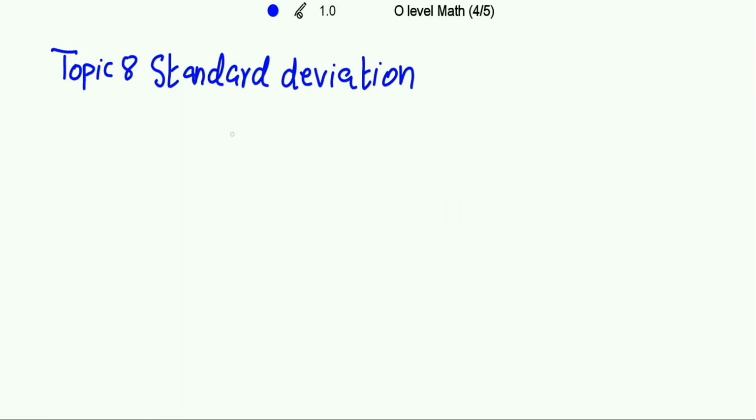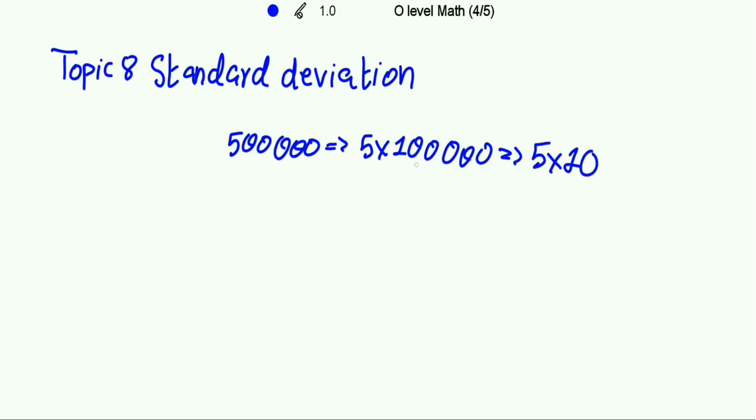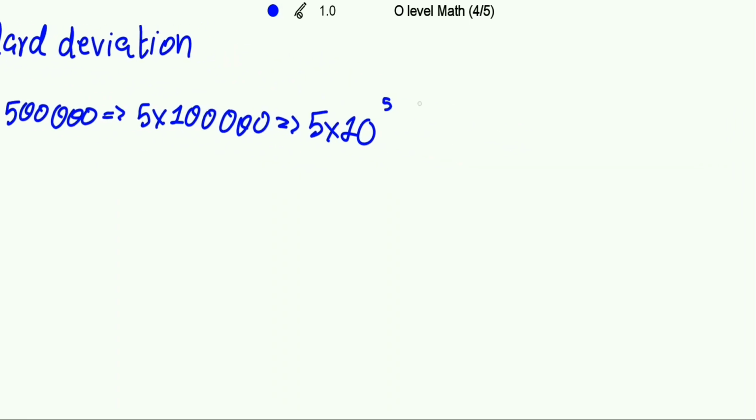Standard deviation is a way of making very large numbers and very small numbers easy to deal with. Let's say that I have the number 500,000, and I want to know the standard deviation. So how to do that? So they are 50, which means 5 multiplied by 100,000. Then we can write it down like this: 5 multiplied by 10 of power 5. So this is the standard deviation.